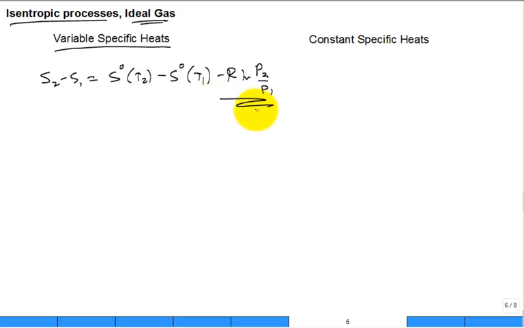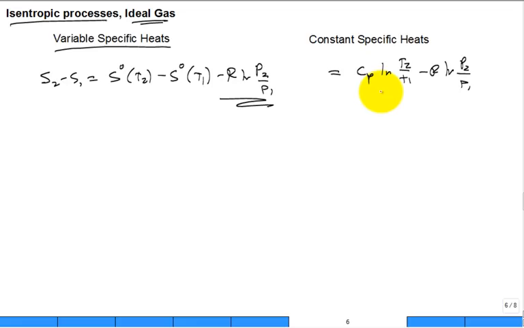If it's constant specific heats, it's equal to the C sub P natural log of T2 over T1 minus R natural log of P2 over P1. These are not much different in accuracy. But if you wanted to account for the variable specific heat, there you go. You use it over here.